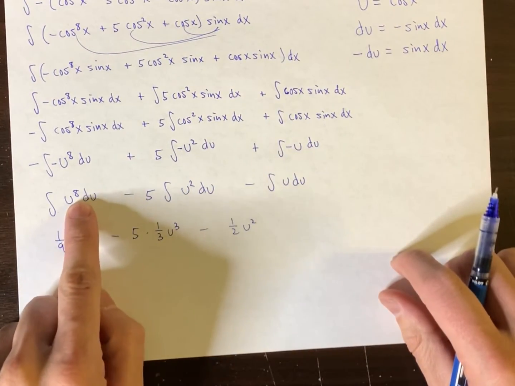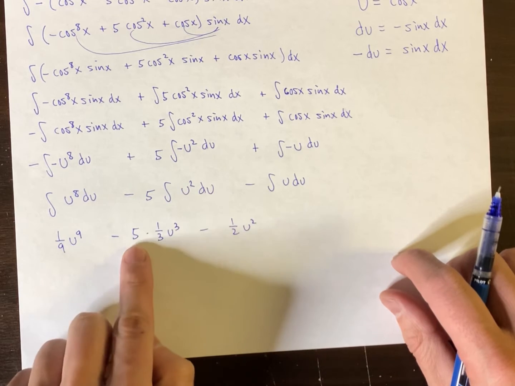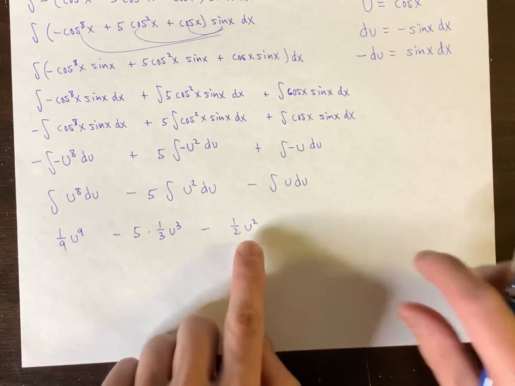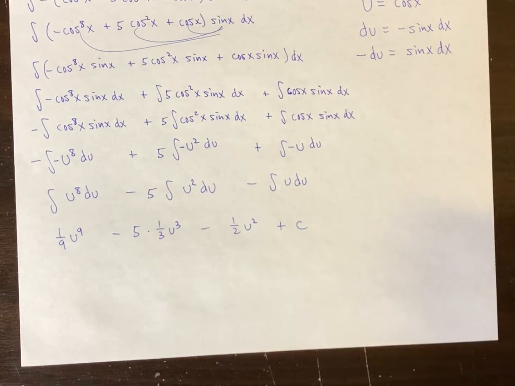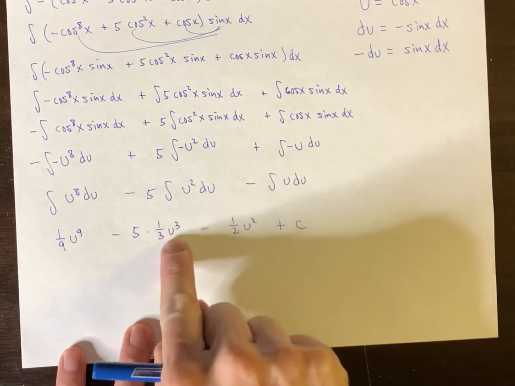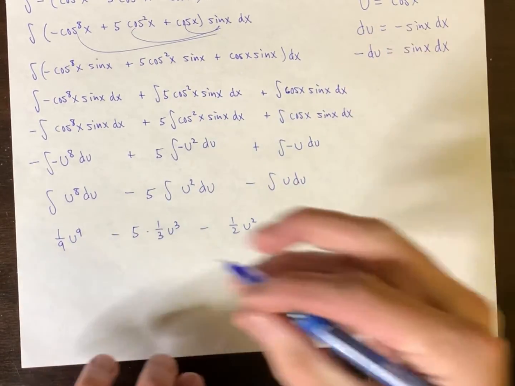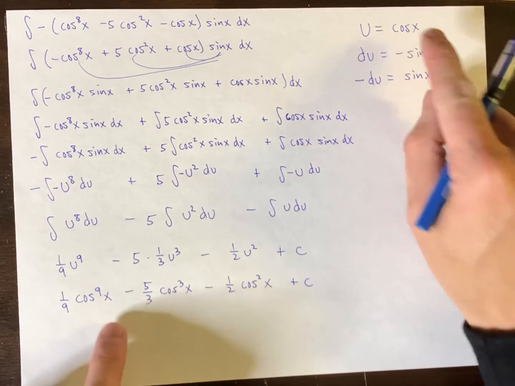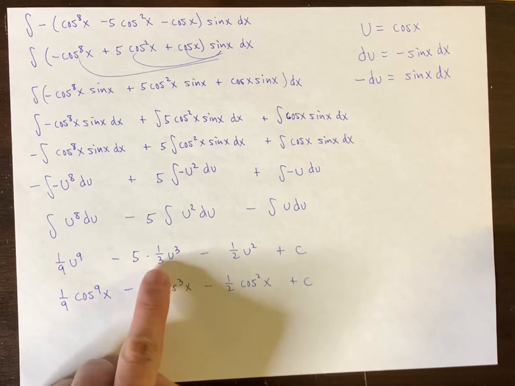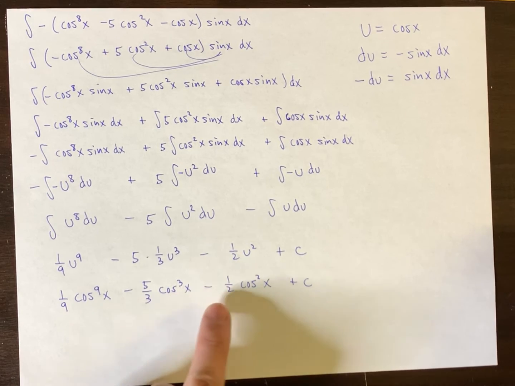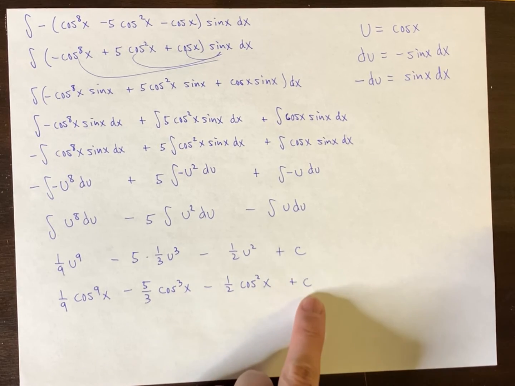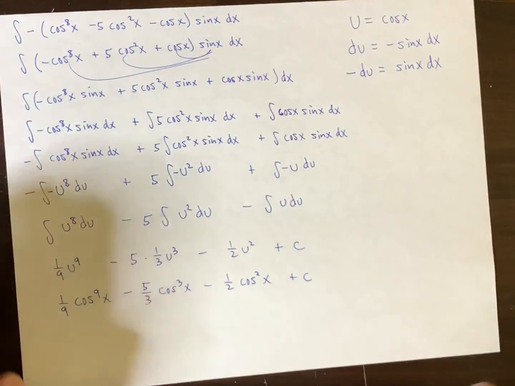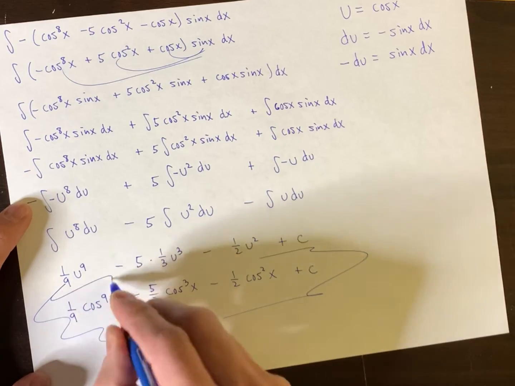So the antiderivative of that is 1/9 u to the 9th, the 5 is there, that is 1/3 u cubed, negative 1/2 u squared plus c. And then by substitution, all of the u's become cosine. So let's see. The u's all became cosine to the power of 9. That's 5/3 cosine cubed x minus 1/2 cosine cubed x plus c. So the antiderivative of this, or the integral here, is equal to this right there.